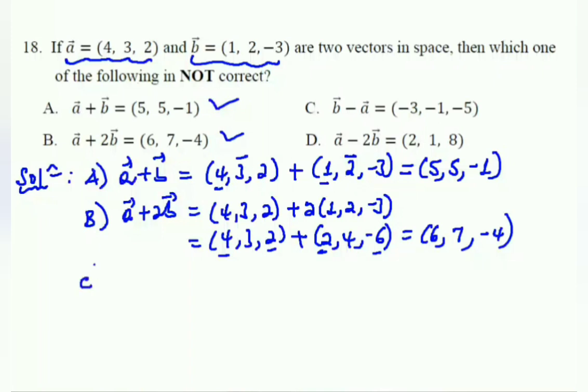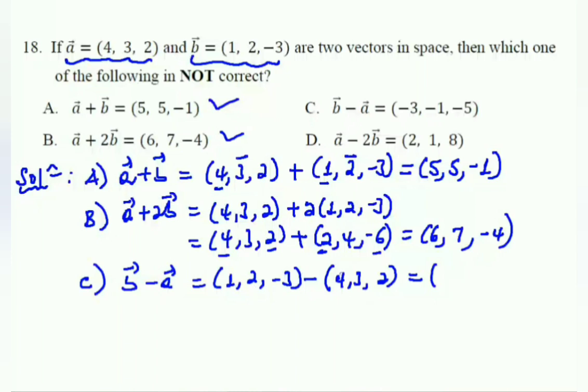Let's check for C. B minus A is, right, B first, 1, 2, minus 3, and then A is 4, 3, 2. Take the difference component wise. 1 minus 4 is minus 3. Then 2 minus 3 is minus 1. Minus 3 minus 2 is minus 5. Again, this is also a correct statement. Definitely, we expect D will be our answer.